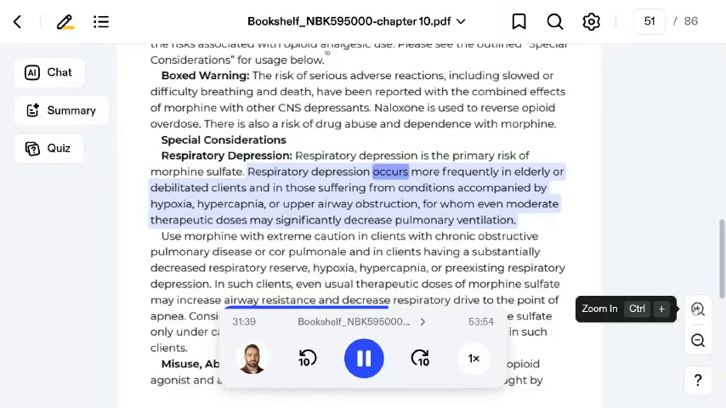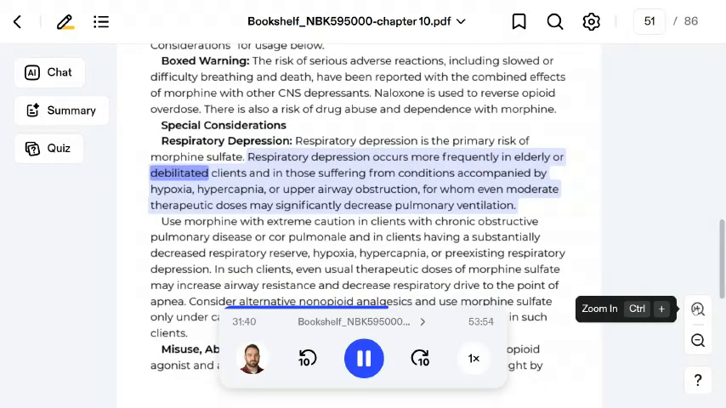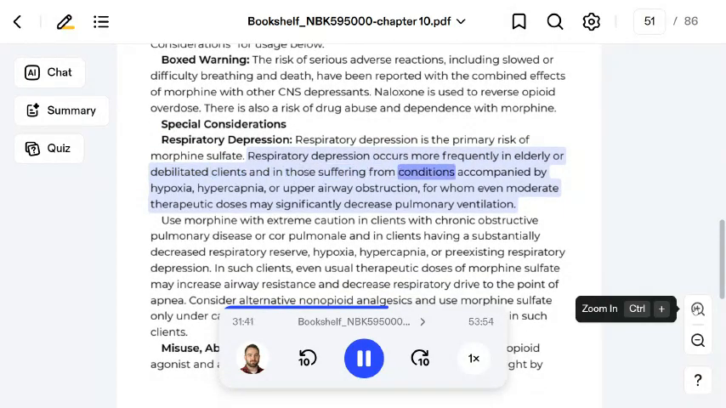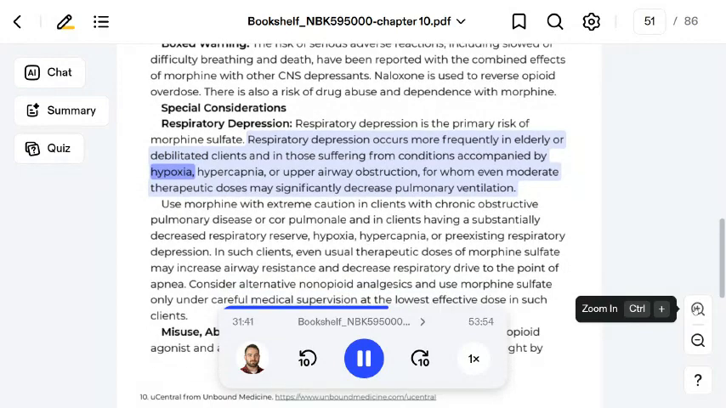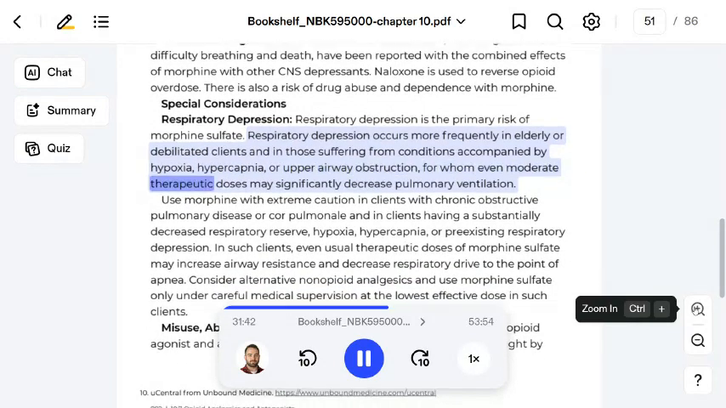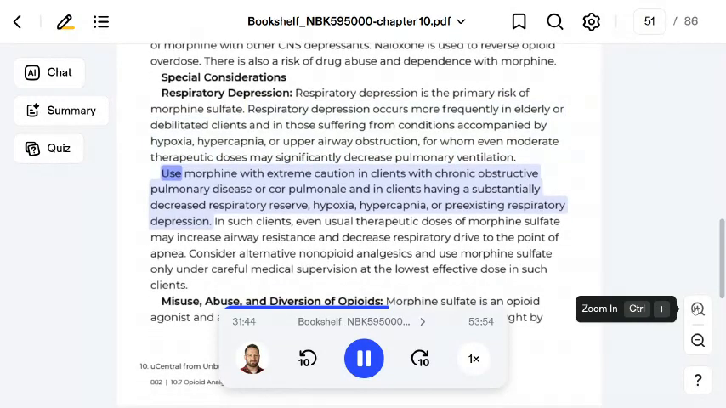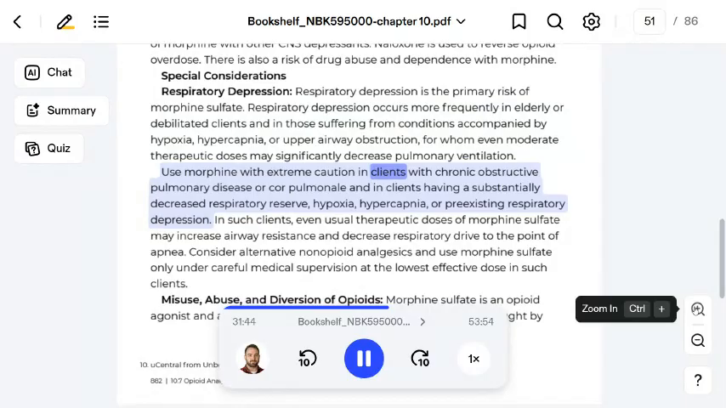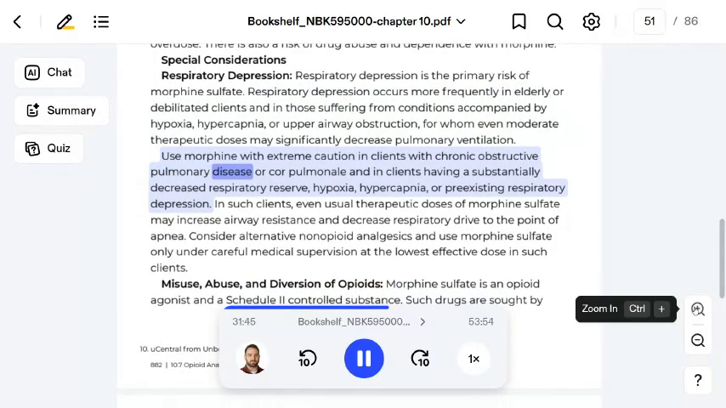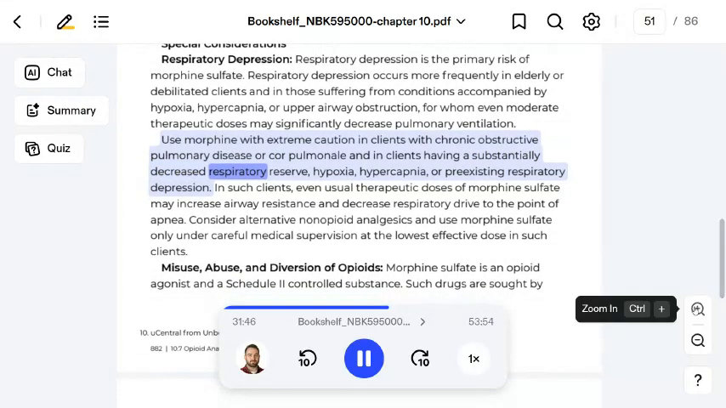Respiratory depression occurs more frequently in elderly or debilitated clients and in those suffering from conditions accompanied by hypoxia, hypercapnia, or upper airway obstruction, for whom even moderate therapeutic doses may significantly decrease pulmonary ventilation. Use morphine with extreme caution in clients with chronic obstructive pulmonary disease or cor pulmonale, and in clients having a substantially decreased respiratory reserve, hypoxia, hypercapnia, or pre-existing respiratory depression.